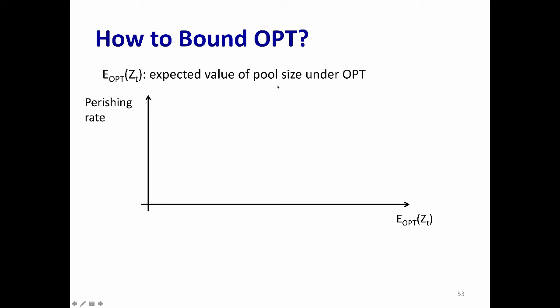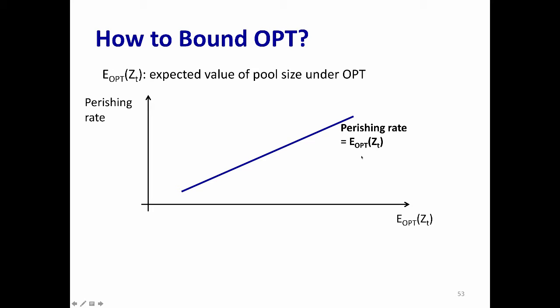algorithm. Now I'm gonna draw the following graph. As a function of this expected value, which can be anything from 0 to m, very, very large numbers, I want to draw the perishing rate as a function of this in two different ways. The first way is very, very simple, which is the following. Because I do not observe critical agents, all critical agents perish.